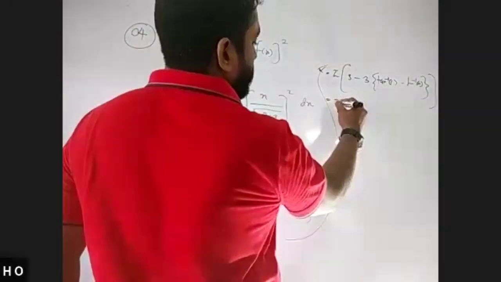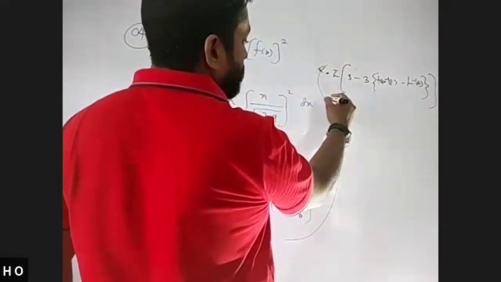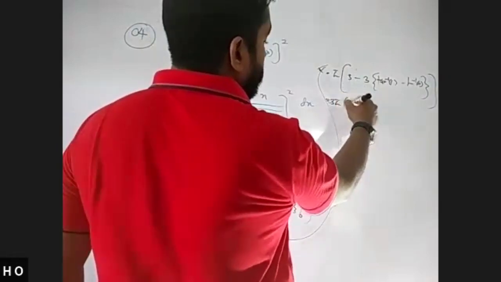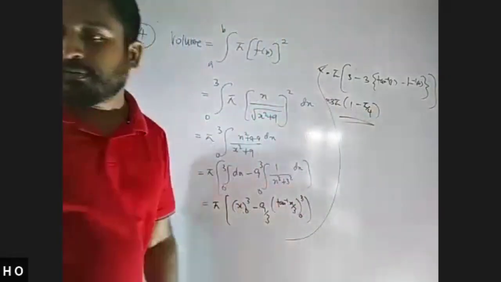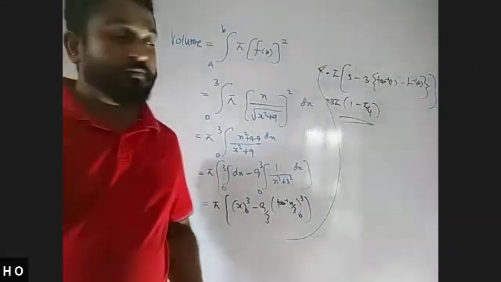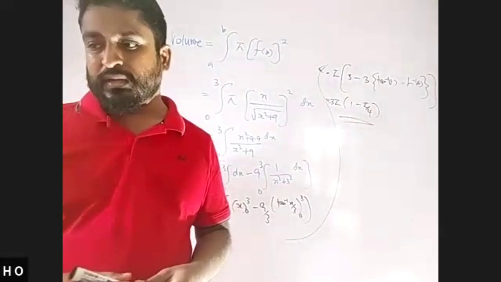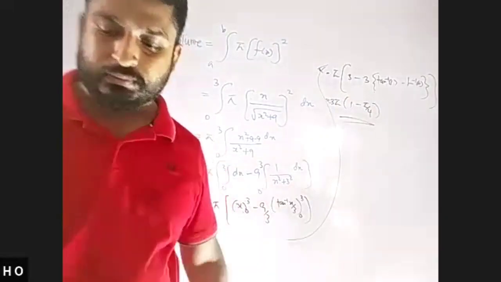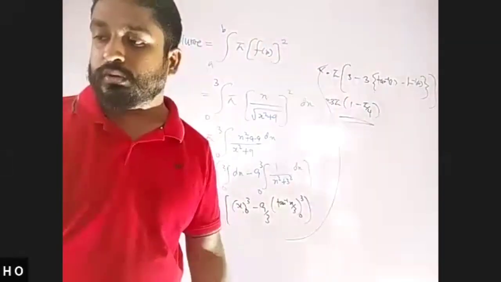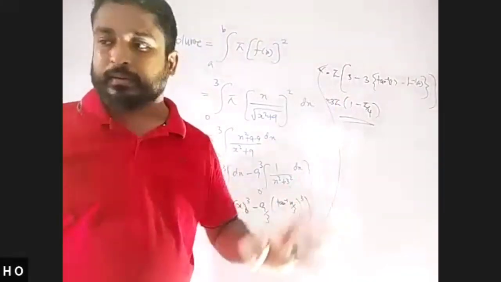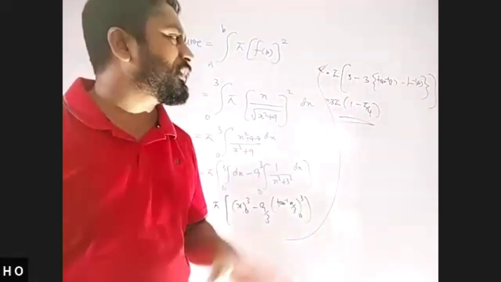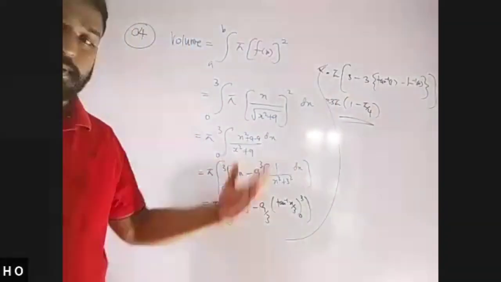There is 5 and you can take even 3 out. So 3 5 out. Here you have 1 minus tan inverse 1 is 5 by 4. So 3 5 into 1 minus 5 by 4. They haven't given any units, like cubic units or anything. So you don't need to put them. You can stick with this answer.